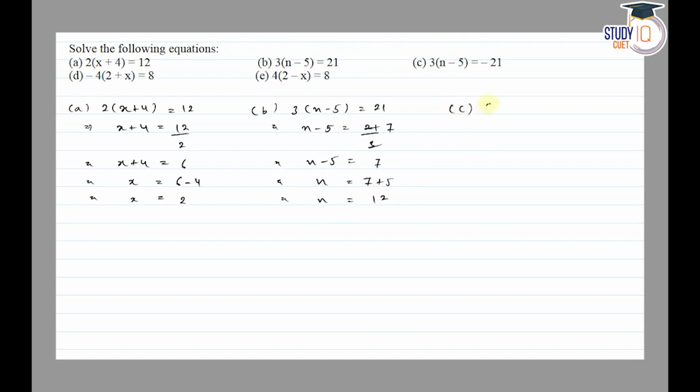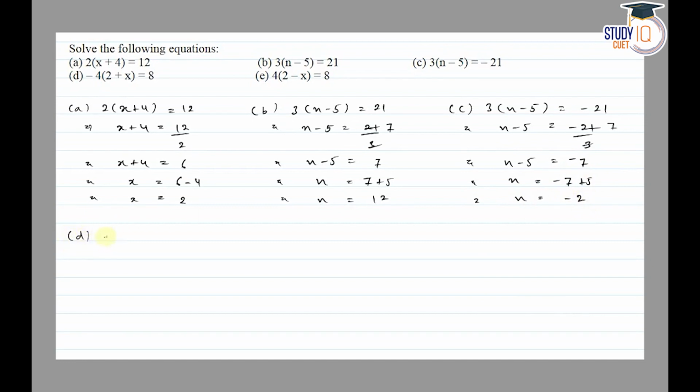Then part C, 3n minus 5 is equal to -21. So n minus 5 is equal to 3 को इधर शिफ्ट कर देंगे, so -21 upon 3. 3 से 21 कैंसिल हो जाएगा 7 टाइम, so n minus 5 is equal to -7. -5 को इधर शिफ्ट कर देंगे, साइन चेंज हो जाएगा, so -7 plus 5. So -7 plus 5 is equal to -2.